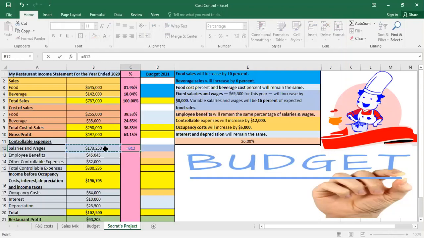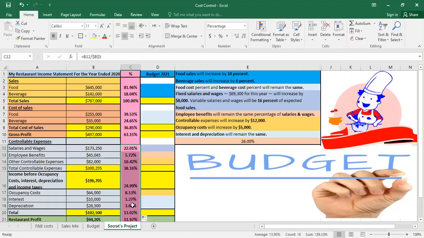Okay, we're having the salaries and wages cost divided by the total sales. And since it will be the same for the rest, what we will do is freeze the total sales. And like this, we can drag it, okay? So we will have all the percentages here, and we can see that the restaurant profit is 11.97%, almost 12. For each $100 that we are selling, we can earn $12 in profit.